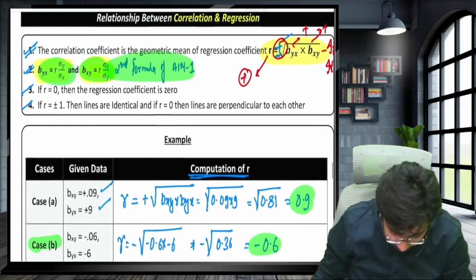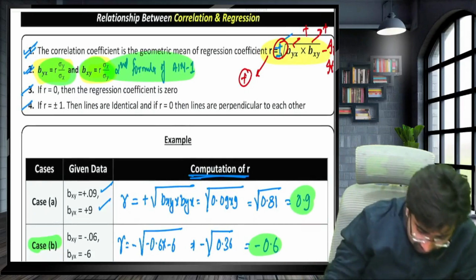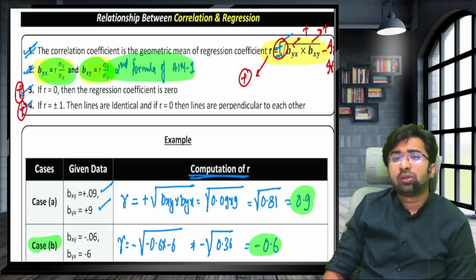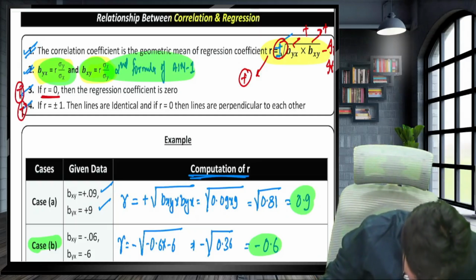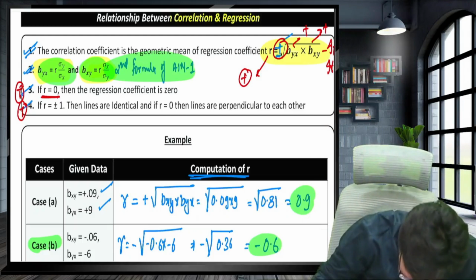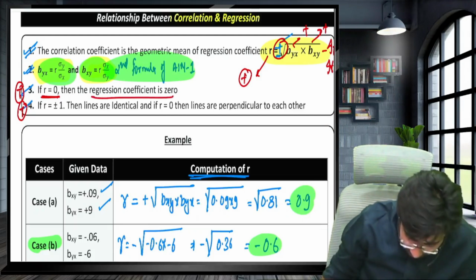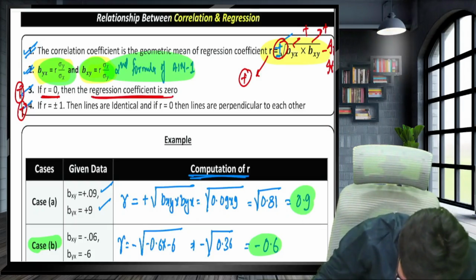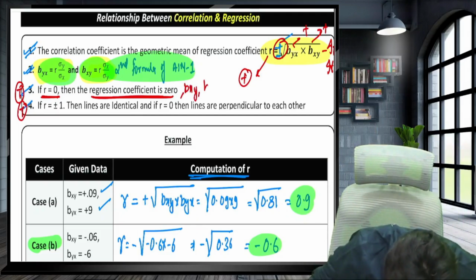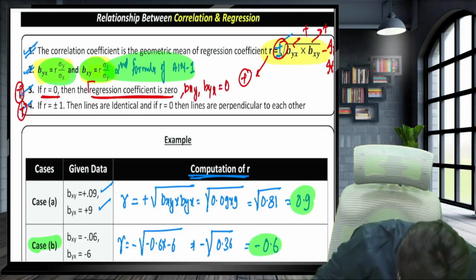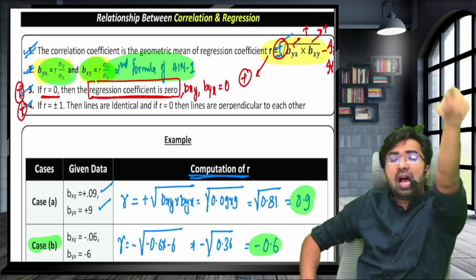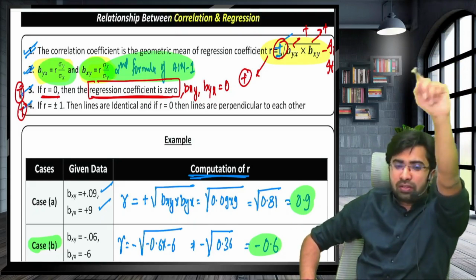Guys, after that, two points are remaining. Let's discuss the two theory points. This is the theory part. They will ask direct questions from these two theory parts. Guys, if R is equal to 0, what is R? Correlation coefficient. If R is equal to 0, this means that the regression coefficients are 0. If R is 0, then Bx on y and By on x are also 0.